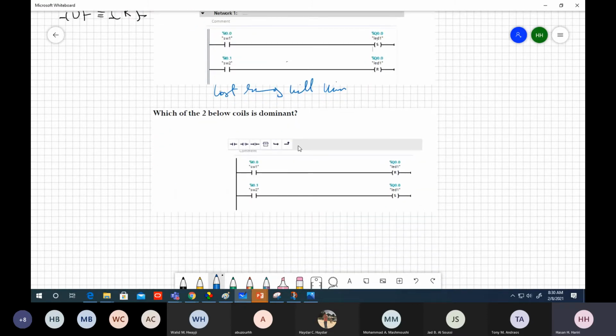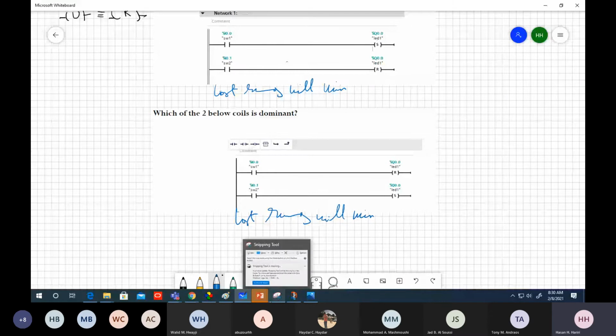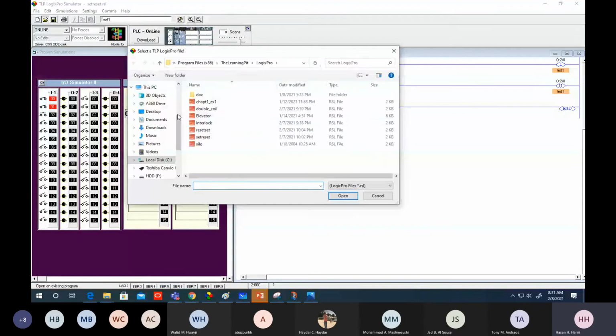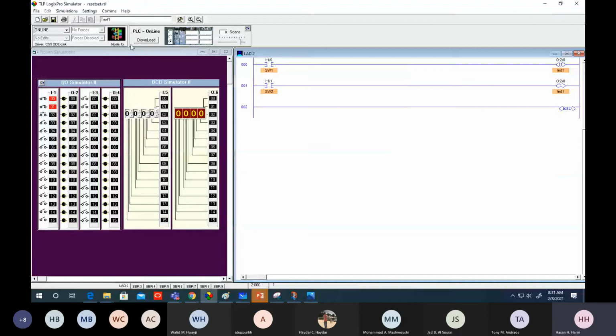So we'll do the same problem, but with reset and set. What do you think? Which rank will win? According to the rule, keep the rule in mind: the last rank will always win. Okay, so let's test it. Here we go. So this is set reset, and this is reset set. That's the problem.